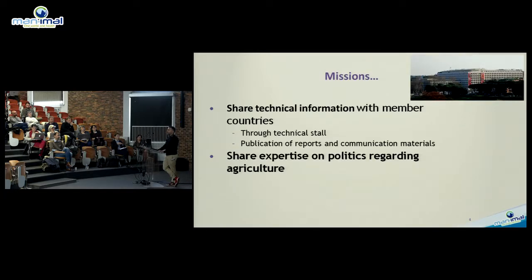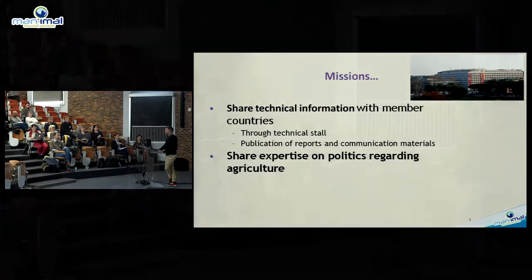What does FAO do? FAO shares technical expertise with countries. FAO has technical staff: veterinarians, biologists, virologists, economists, and FAO also provides reports and communication materials to countries, developing countries. So it's basically a technical service related to food and agriculture to the member countries of FAO.